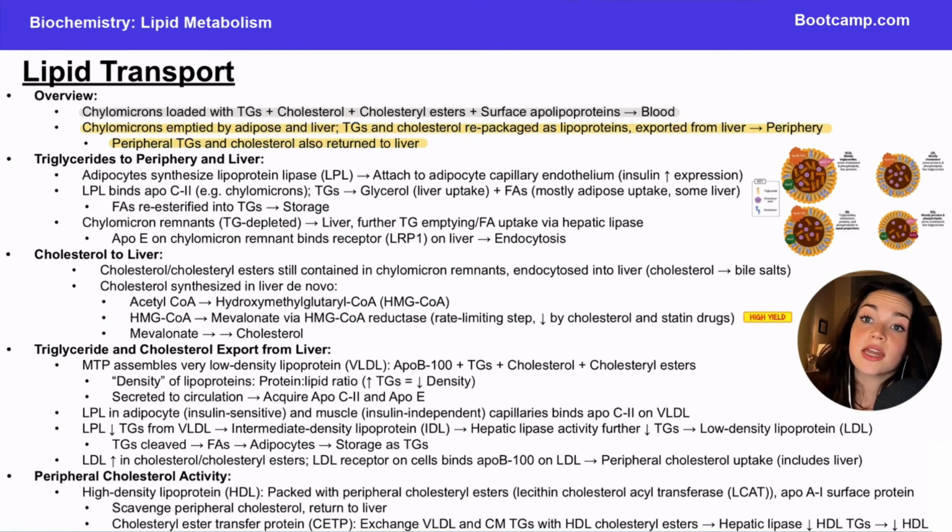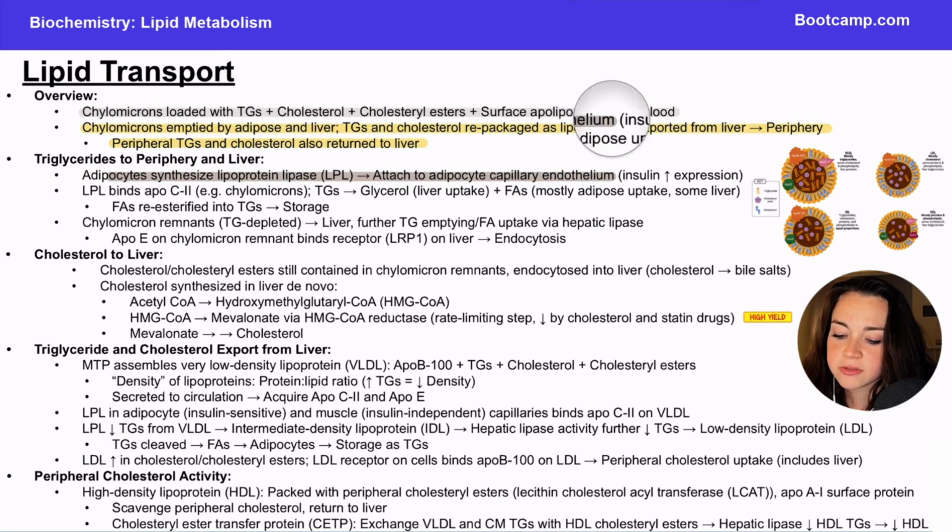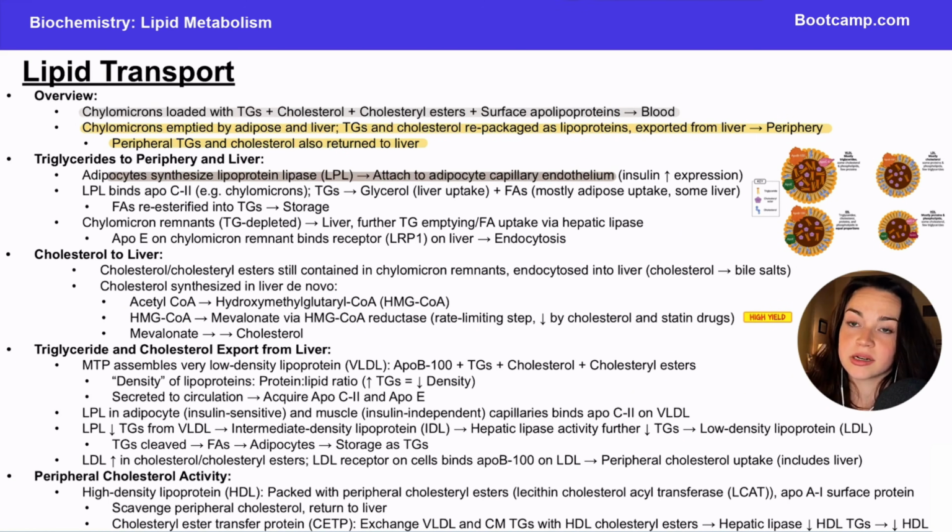And those triglycerides and the remaining cholesterol will be dumped out of that chylomicron remnant by that hepatic lipase. All right, so that's how we get our triglycerides from the chylomicrons into the liver and into some of the peripheral cells like the adipocytes. Let's go back to our outline and inventory some of those steps. We had the adipocytes that were synthesizing that LPL, which attached itself onto the capillary endothelium of the adipocyte capillary. And the expression of that LPL on the adipocyte capillary endothelium was increased by insulin, which was a hormone that was signaling the intake of a big fatty meal in the body.